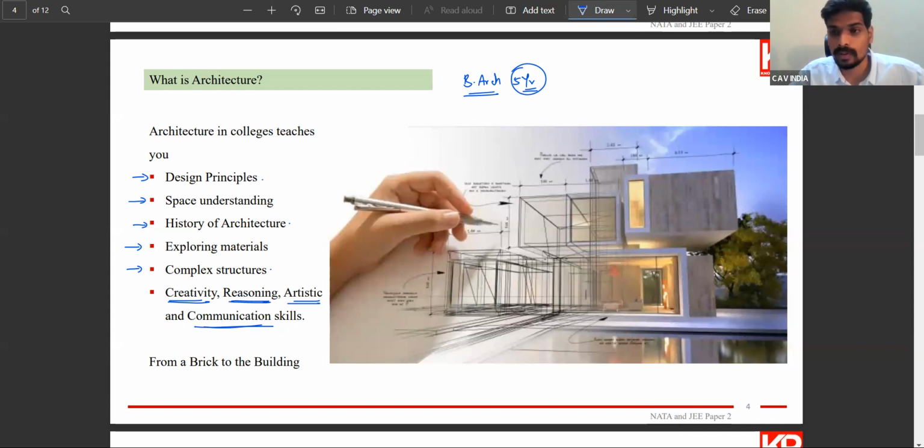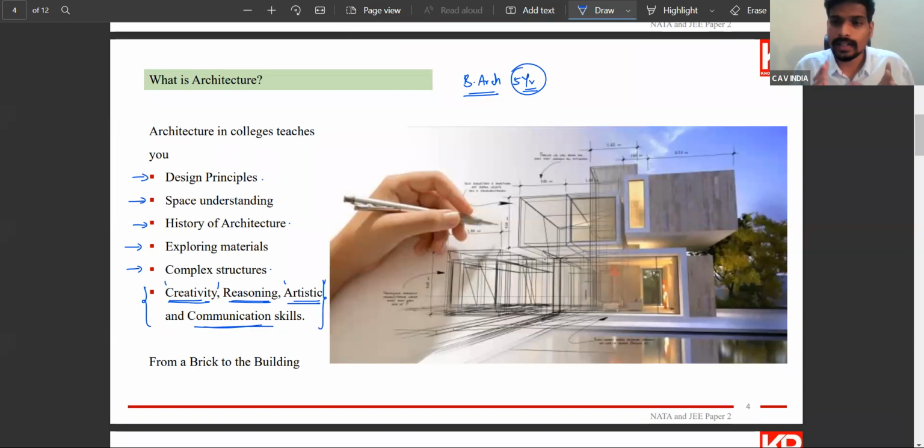Artistic skills are also important. Why artistic skills? Because when you design something, you should be able to represent it on a piece of paper. Only then can you work on it, or work on its design in a computer, right? So you should have good artistic, creative skills, and communication skills are practically important too in this field. So if you are someone who has such basic skills and you're interested in these areas, then you can be assured that architecture is for you, right?